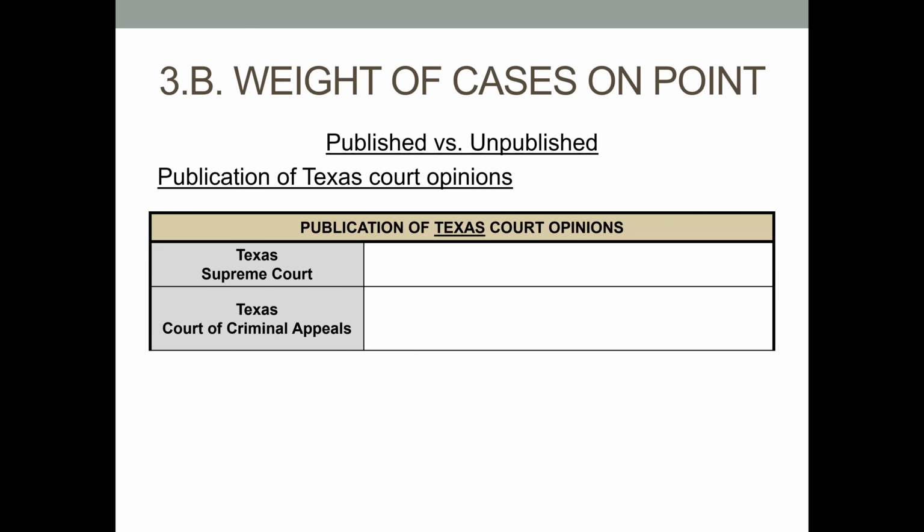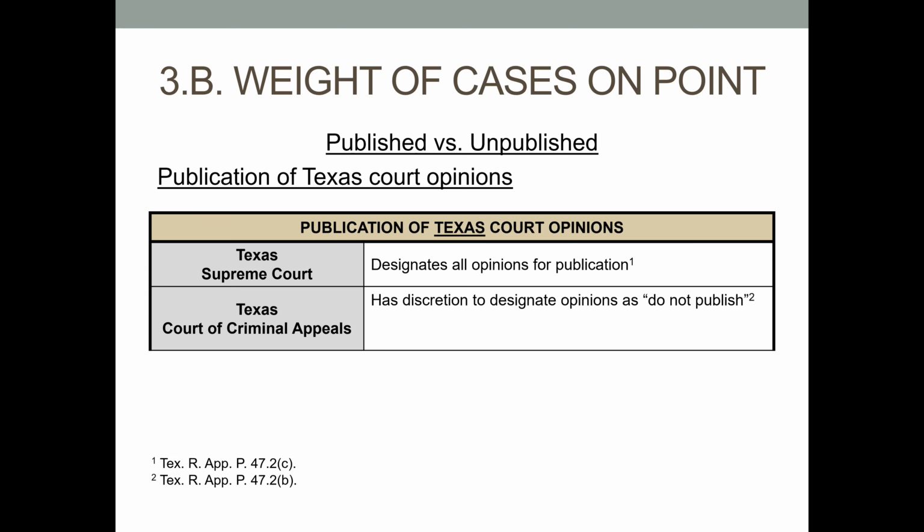Okay, now let's look at how Texas has handled the publication issue. Now, the Texas Supreme Court designates all of its opinions for publication per the Texas Rules of Appellate Procedure. By contrast, the Texas Court of Criminal Appeals has discretion to designate opinions as do not publish. Now, one thing to know about unpublished Texas Court of Criminal Appeals opinions is that you may not cite those unpublished opinions as authority to a Texas court at all. The Texas Rules of Appellate Procedure provide for this.